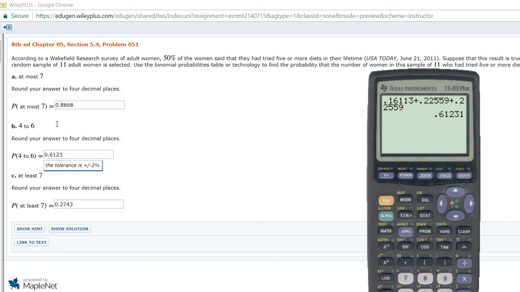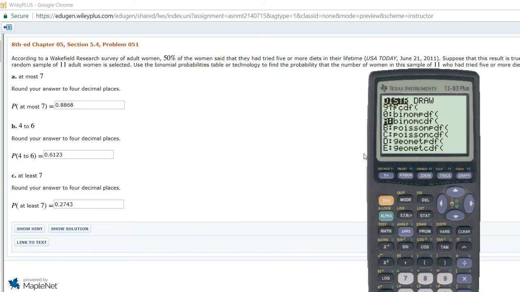Now, if I wanted to find a single probability, let's say the probability of 4 women, I would go to second distribution and up to binomial PDF, and I do n, p, x. So n would be 11 women in the sample, the probability of success is 0.5, and if I wanted 4 women, that's my x. That'll give me that particular probability. So you can do that for a single probability, or you can always just look at your table and get the probabilities from there.